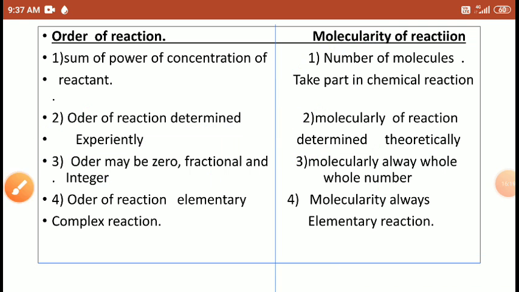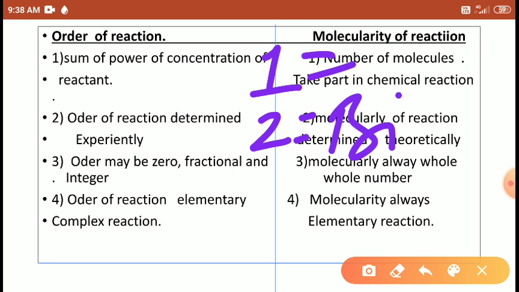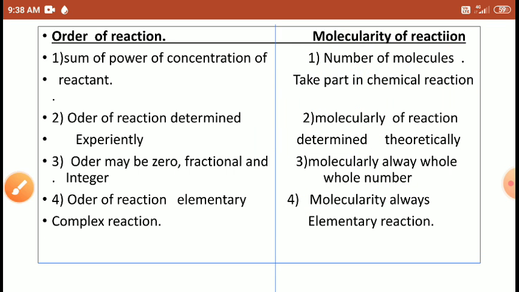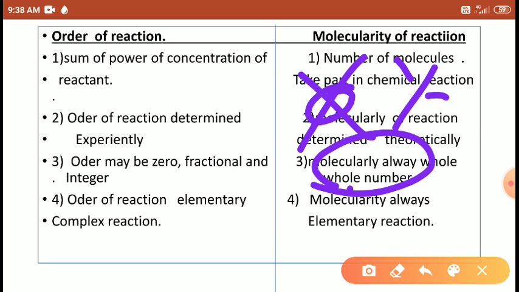Molecularity is always a whole number. Whole number means, students, either 1, unimolecular reaction, 2, bimolecular reaction, 3, trimolecular reaction, like this. It is never 0 and never a fraction. Molecularity is always a whole number.